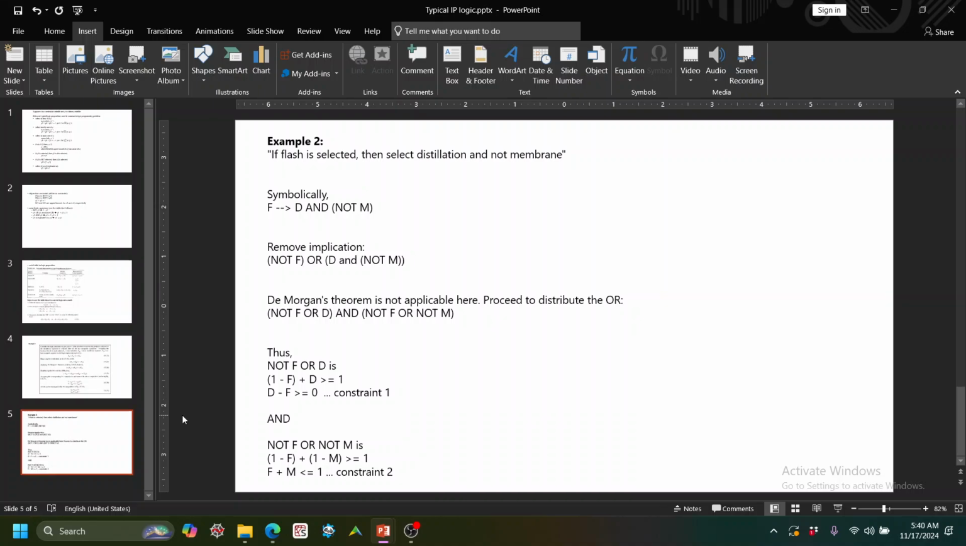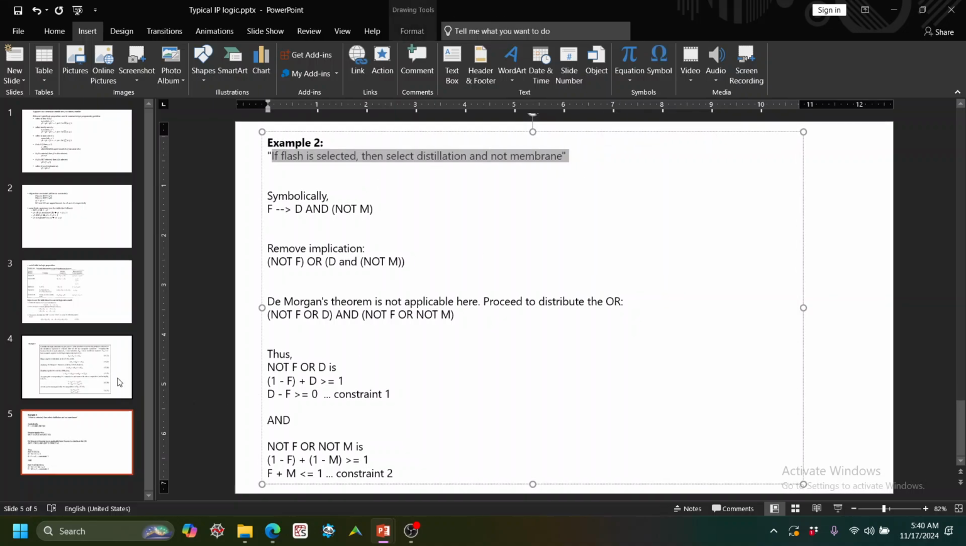So I hope these two examples, and the procedure to change this type of statement into mathematical equations, can be helpful when we design our mathematical optimization formulation. So yeah, thank you.